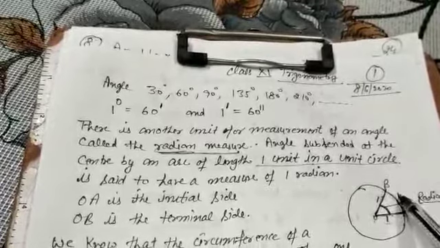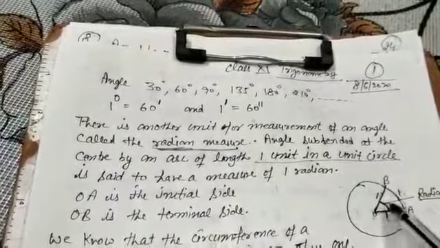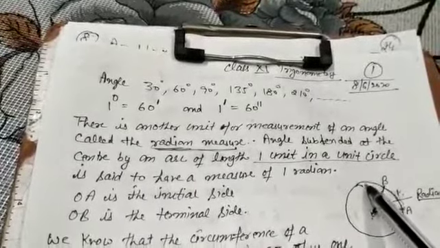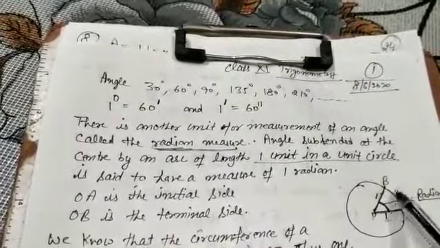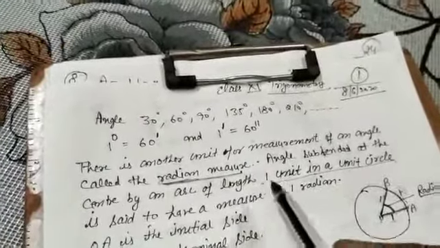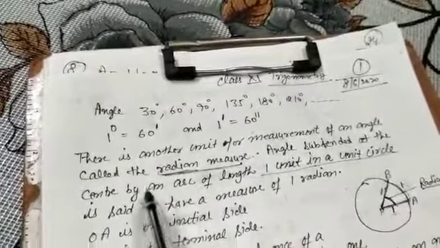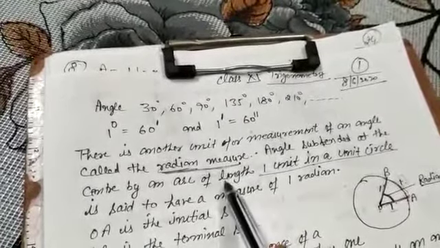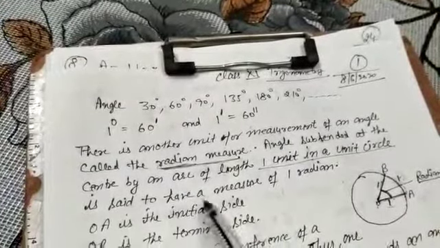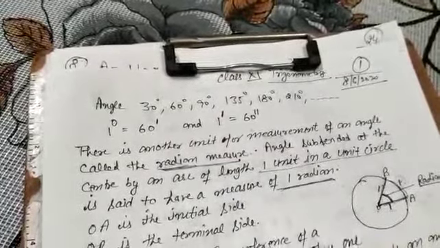If you increase the length of the arc in the unit circle from 1 to 2, in that case this is called 2 radian. So radian is another measure of an angle. The angle subtended at the center by an arc of 1 unit in a unit circle is said to have a measure of 1 radian. This is called 1 radian.